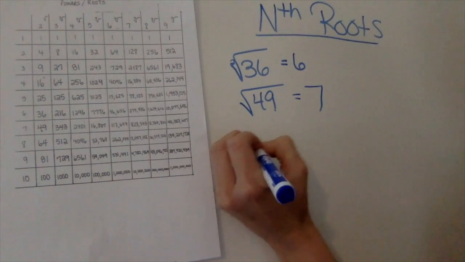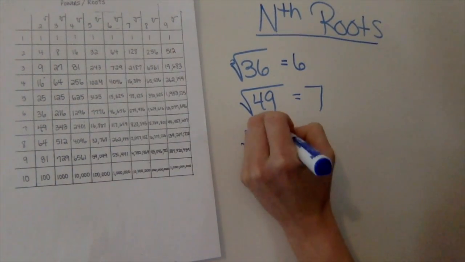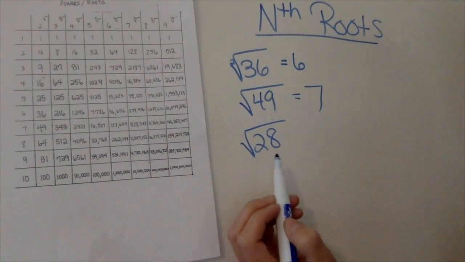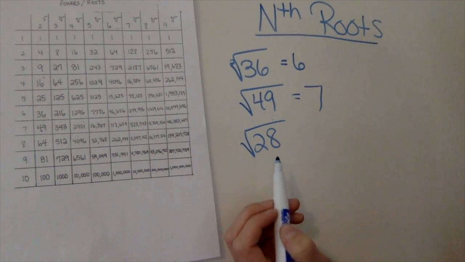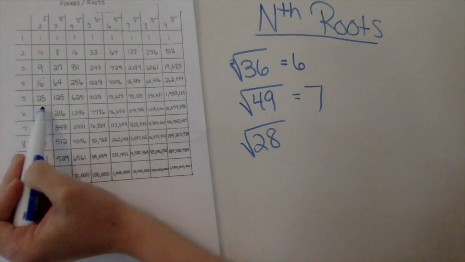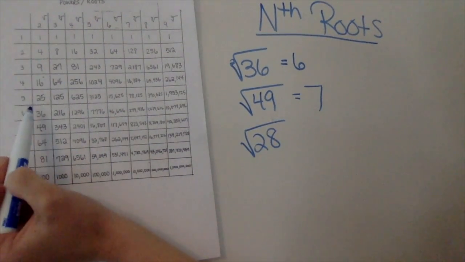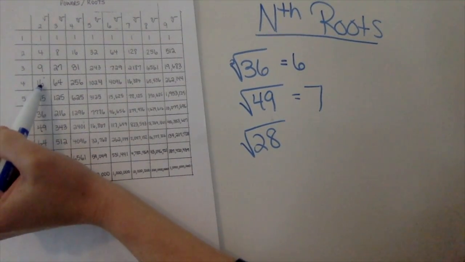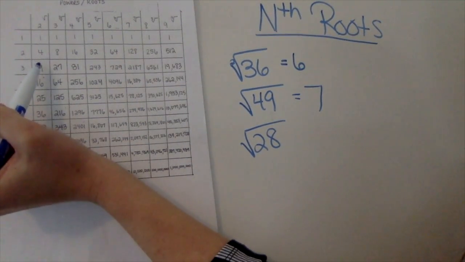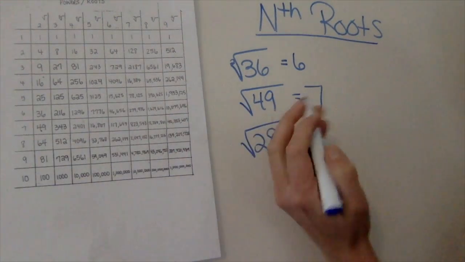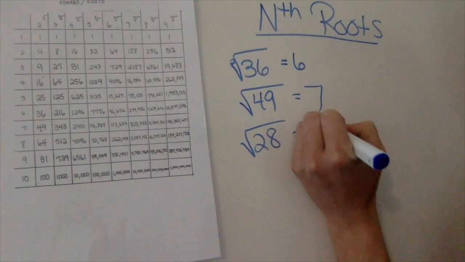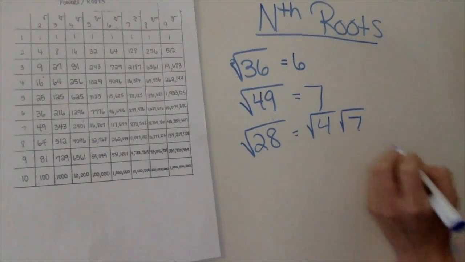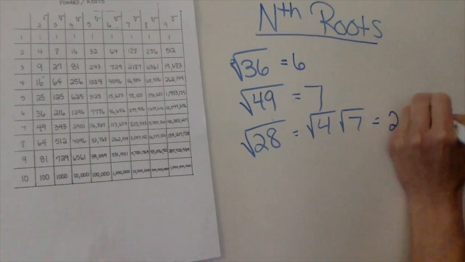Remember, if it's not a perfect square, we have to break it down. So if we do the square root of 28, you want the biggest perfect square that divides into 28. So you're looking at your list. Always start big and get smaller because you want to find the biggest one. So 28, 25 doesn't go into 28, 16 doesn't, neither does 9, but 4 does. So we break it up, square root of 4, square root of 7, which gives me 2 radical 7.